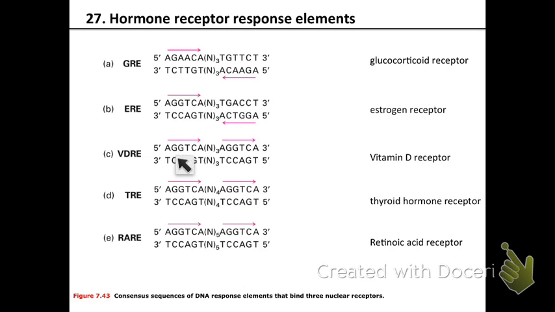But their binding specificity is determined by what? Just look here and tell me what the binding specificity is determined by. The amount of nucleotides in between. Yeah, the distance between the two sequences, right? So that determines the specificity of the hormone receptor binding.